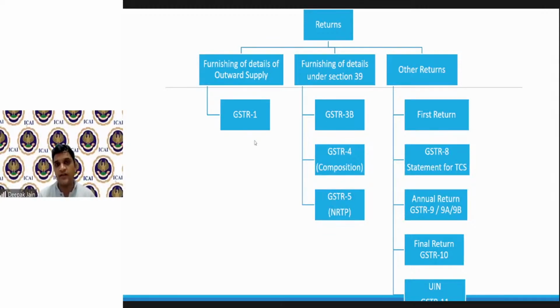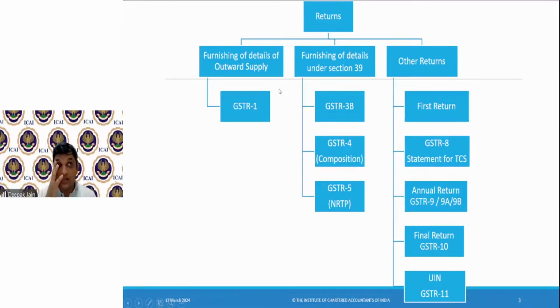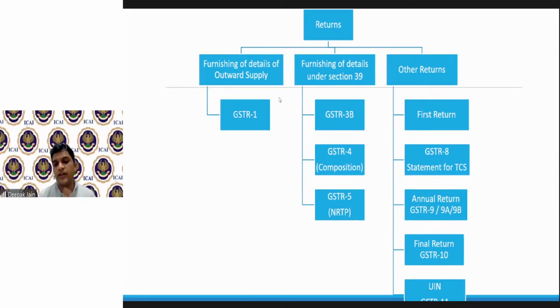I think you're pretty clear that this is a category of reverse charge, so the company will pay it. But who will do the reporting in GSTR-1? We know by now through this slide that furnishing of details of outward supply happens in GSTR-1. So from this background, I'm asking you, who will do the reporting of this outward supply transaction?